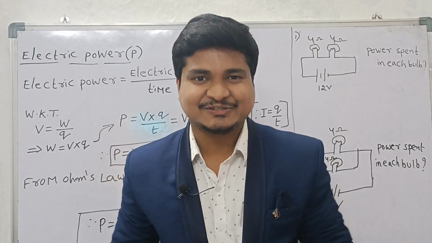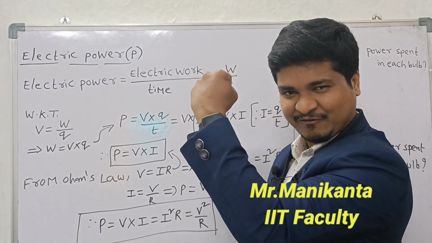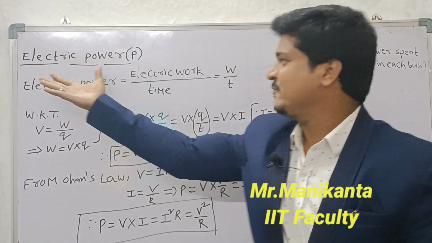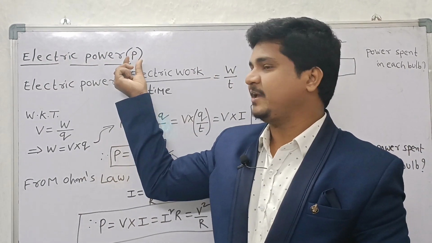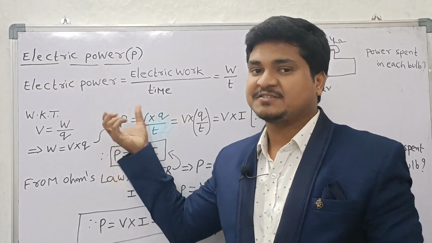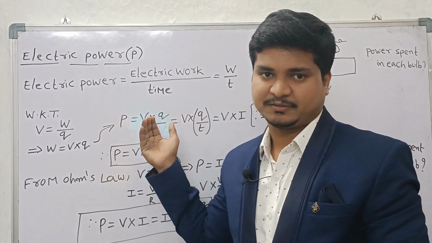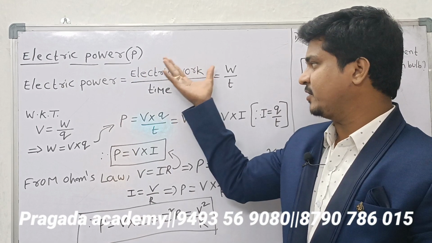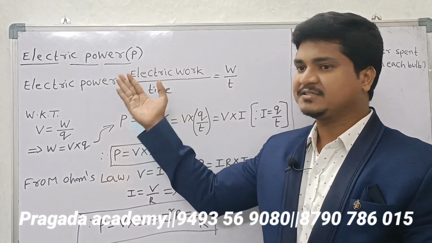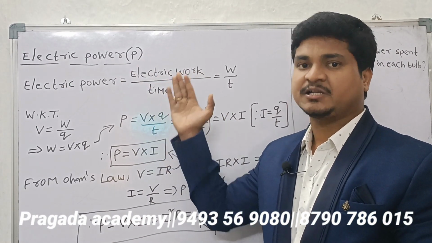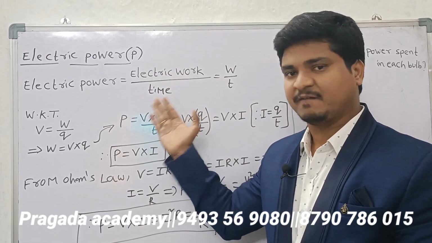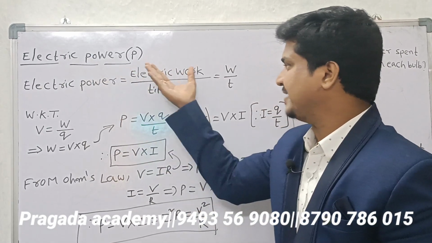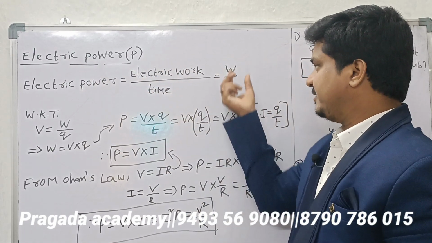Hello dear students, today our topic is electric power. Electric power is represented by the letter P. What is electric power? The rate of doing work is nothing but power. So electric power is electric work by time. Power is nothing but work by time. The rate of doing work is nothing but power. So electric power is equal to electric work by time, that is W by T.